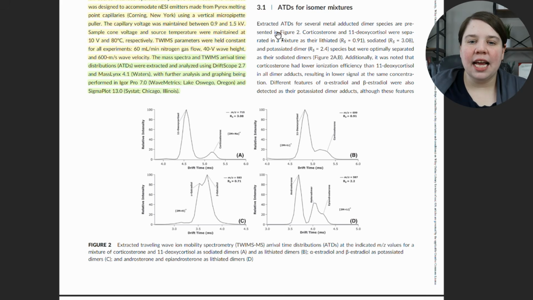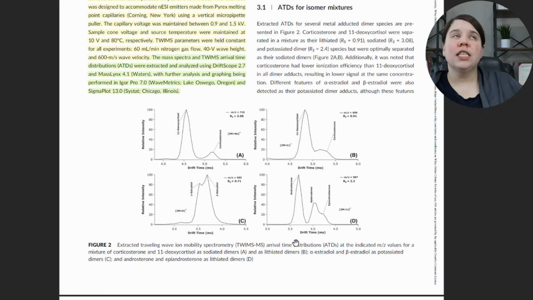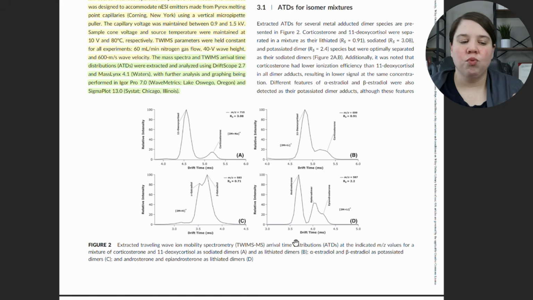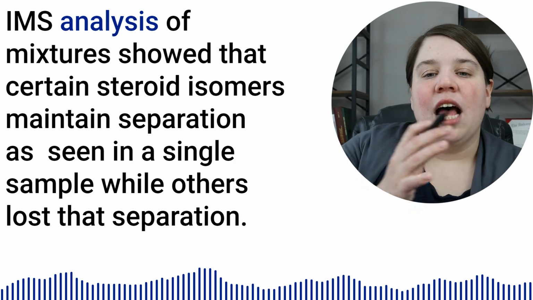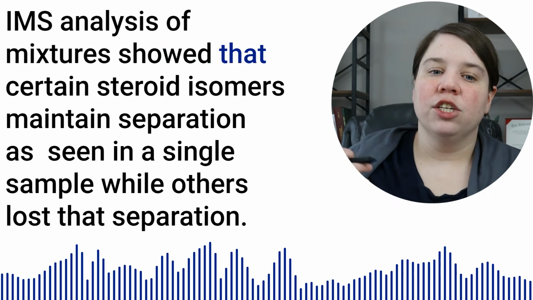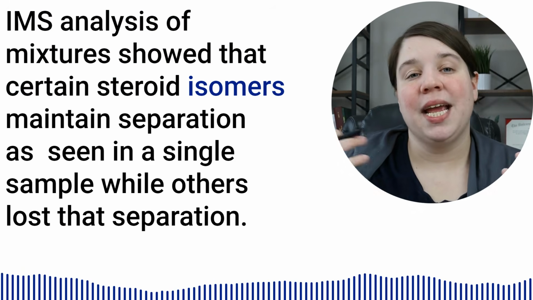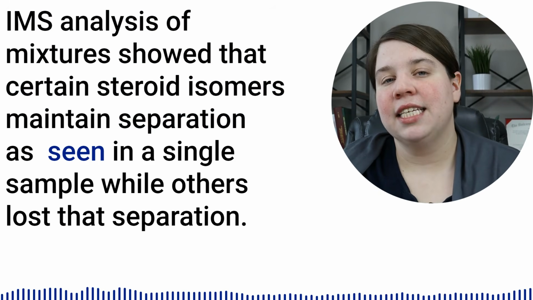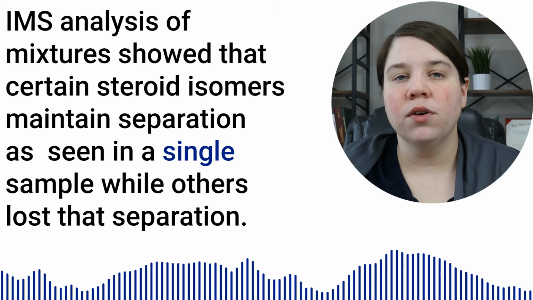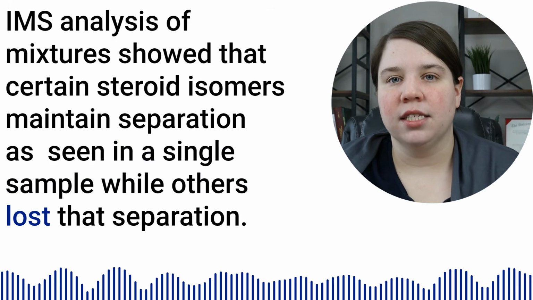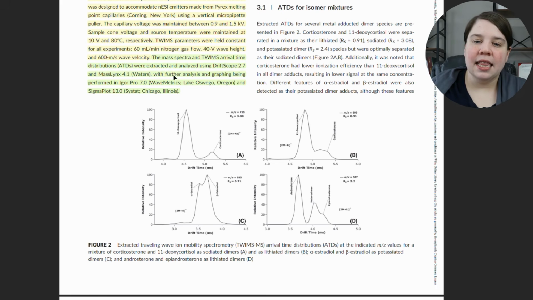And so I would just say, what was presented in the figure that I was about to talk about, I mean, this got published, so it's definitely a way you can do it. But one of the things you might want to think about is referencing a method instead. So I could have said, IMS analysis of mixtures showed that certain steroid isomers maintain separation as seen in a single sample, while others lost that separation. And I think that would have been a much better first sentence.